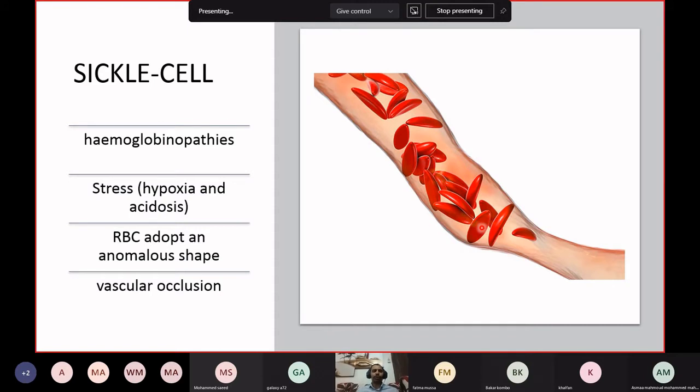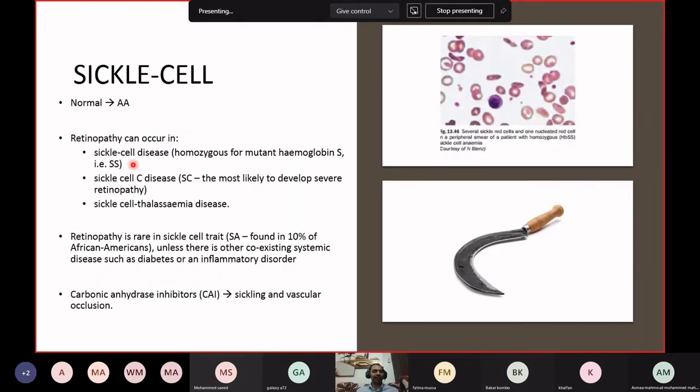Okay, so it's more common in what we call the SS hemoglobin variant. The normal variant of hemoglobin is AA, but there is an SS variant, an SC variant, and sickle cell thalassemia disease. Those are the types of sickle cell disease which may suffer retinopathy. It's rare in sickle cell trait, which is called the SA.